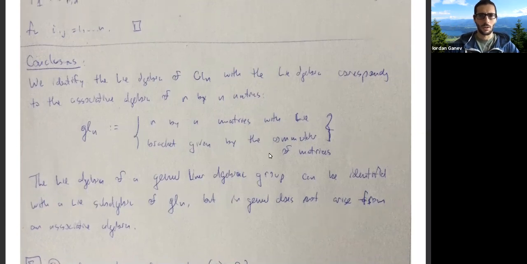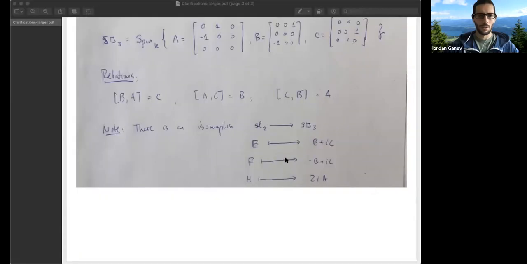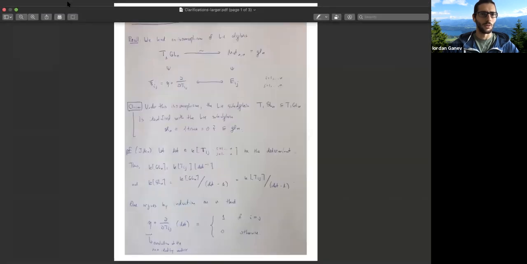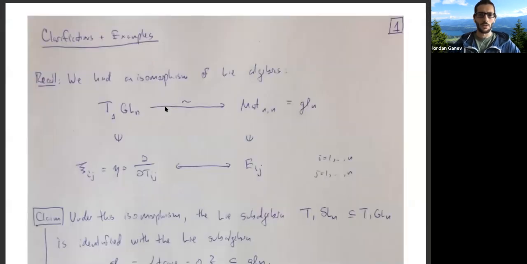So at this point, I want to switch to the next PDF. So this is the clarifications for Lie algebras that should be on the website. So there was the question of how do we see that in the case of SLN we get traceless matrices? That's a very good question, and I feel like I didn't really explain it that well last time, so I wanted to elaborate on that point this time.